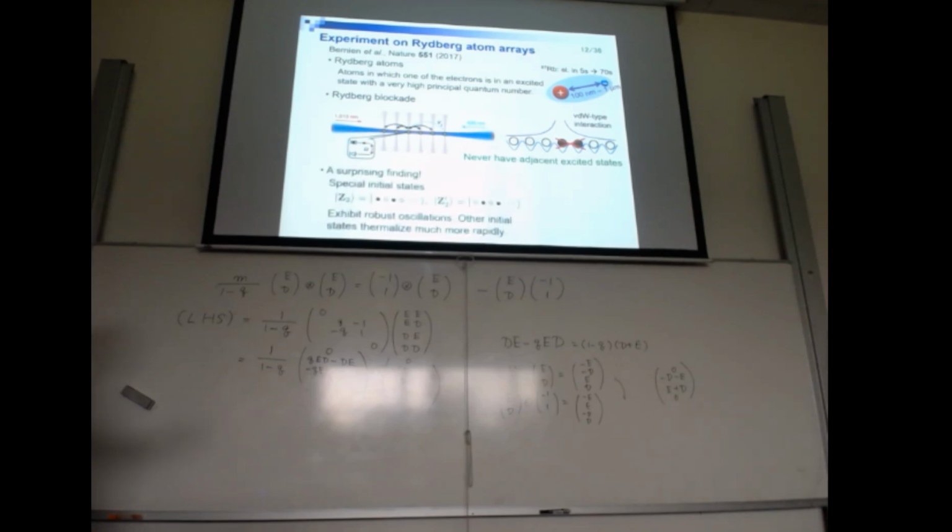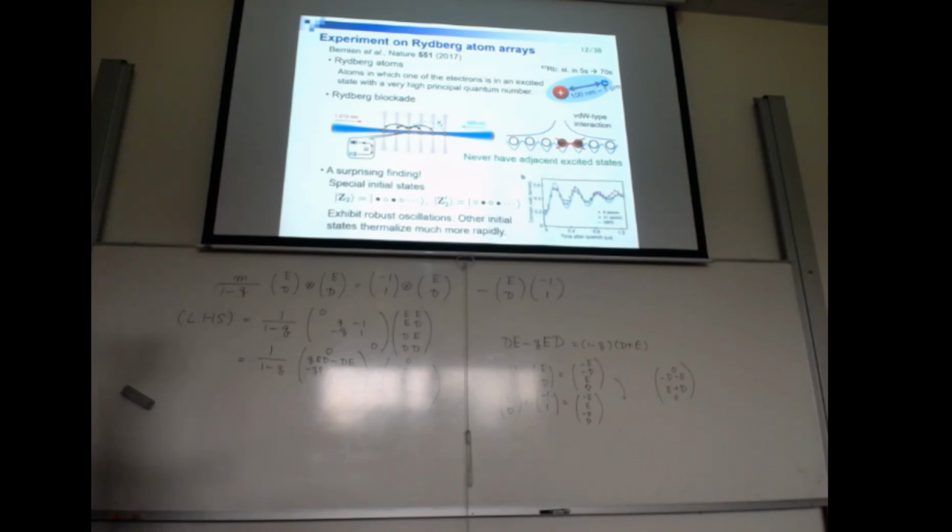And then experimentally, what people found was the following. If you start with a special initial state called the Z2 state, for which you have a ground state and an excited state in this alternating way, then you will see oscillation between these two states, Z2 and Z2 prime. And this oscillation is robust, it doesn't decay. I mean, it does decay, but it decays quite slowly.